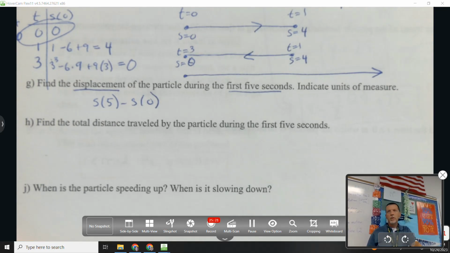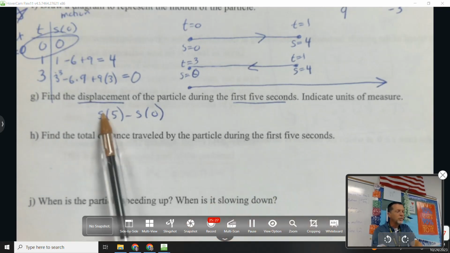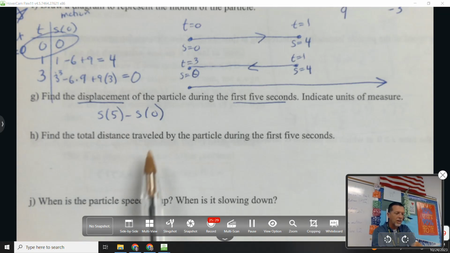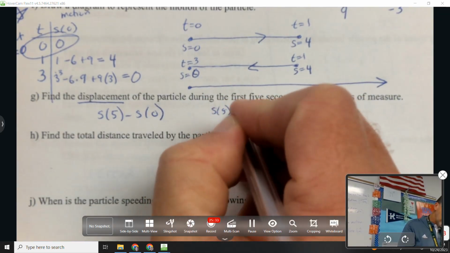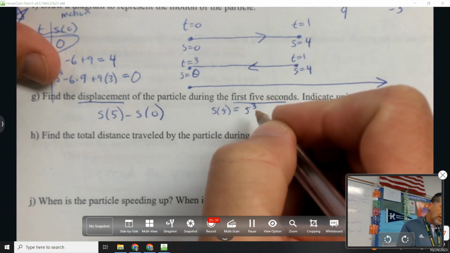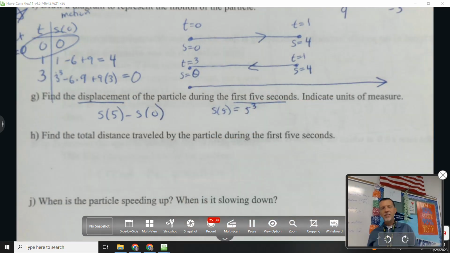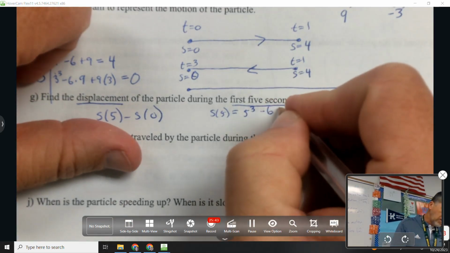So that's just where we are at 5 minus where we were at 0. The motion diagram is irrelevant to displacement, right? It doesn't matter how we get there. What's S of 5? Plug in 5 to S. Again, be careful. You've got S's and V's and A's all over the place, so make sure you're putting things in the right spot.